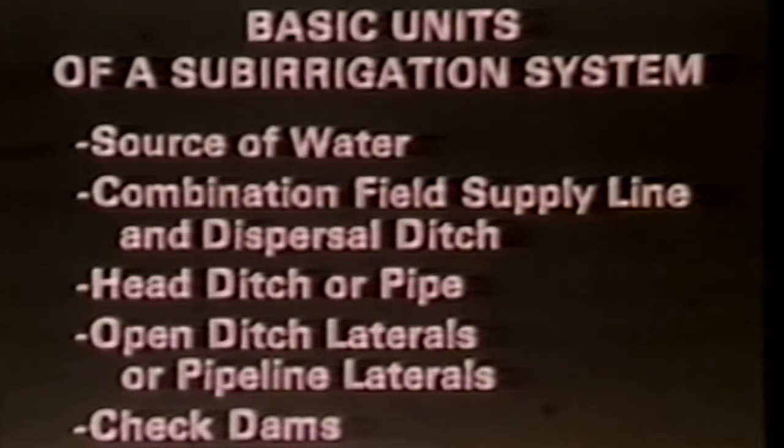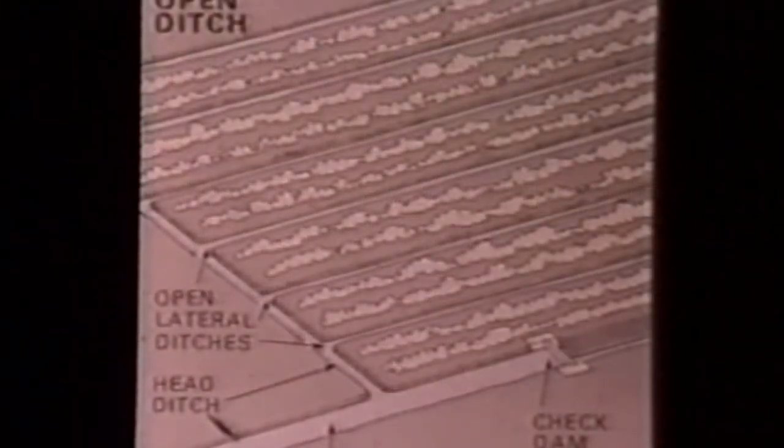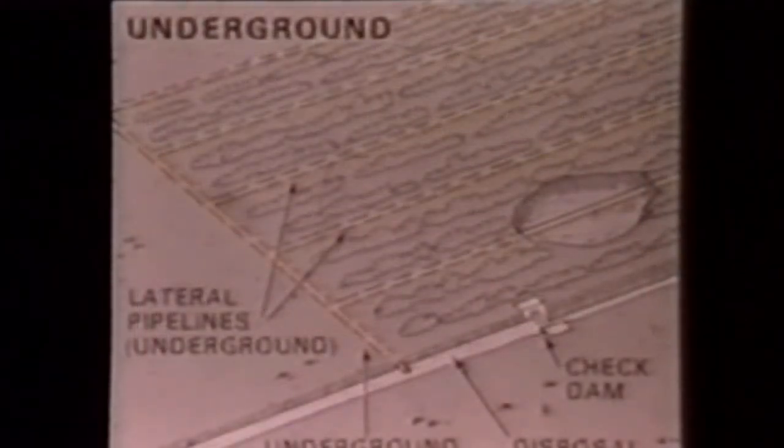Sub-irrigation systems are somewhat similar to surface systems. The basic units of a sub-irrigation system consist of a source of water, a combination field supply line and disposal ditch, head ditch or head pipeline, open ditch laterals or pipeline laterals, check dams, and dispersal ditches if not combined with the field supply line. Basically, there are two types of sub-irrigation systems: the open ditch type and the underground conduit system. When irrigating, the operation of both the open ditch and underground types is the same.